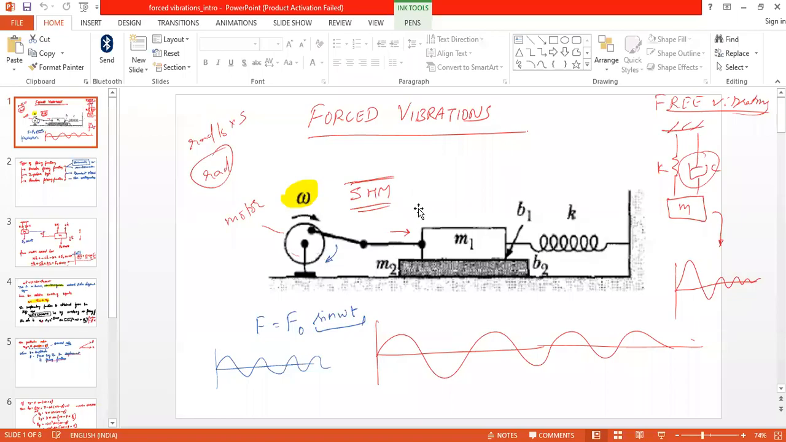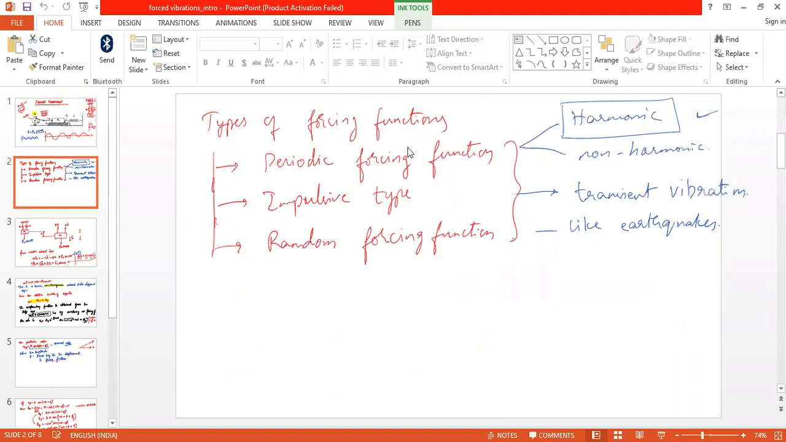Vibration. So here you can see this motor acts as a forcing function. Okay, so we came to know that there are three types of forcing functions: periodic, impulsive, and random. And periodic is subdivided into harmonic and non-harmonic. So we can say harmonic is in the scope of this subject, whereas non-harmonic is not in the scope.